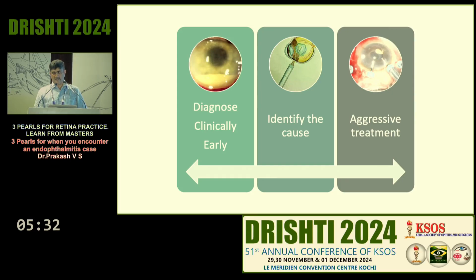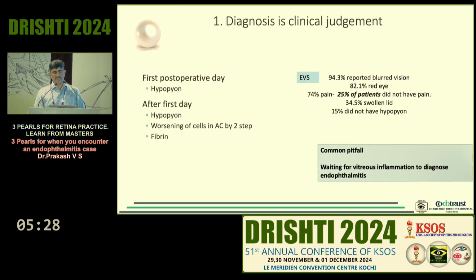Endophthalmitis, everything is not lost. Still you can retain or regain many useful vision for these patients. So the first point, first pearl: diagnosis is clinical judgment. Because you have to decide, as Dr. Thomas was telling, we cannot postpone it to the next day. You have to decide when the patient is right in front of you whether it is endophthalmitis or not. So those are the clues from symptoms, signs, as well as the history of the patient.